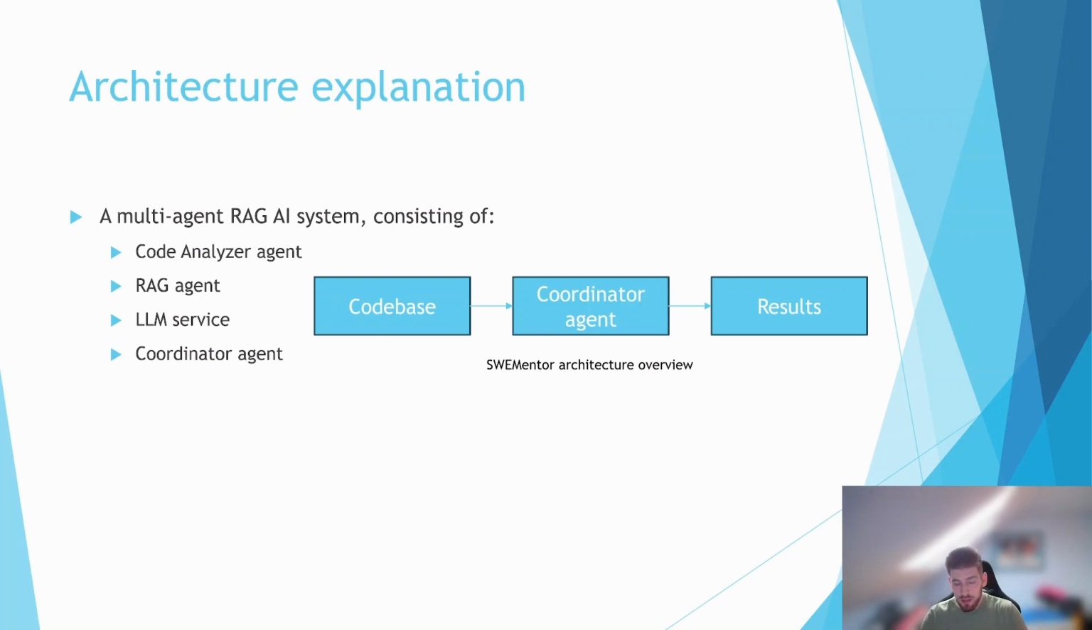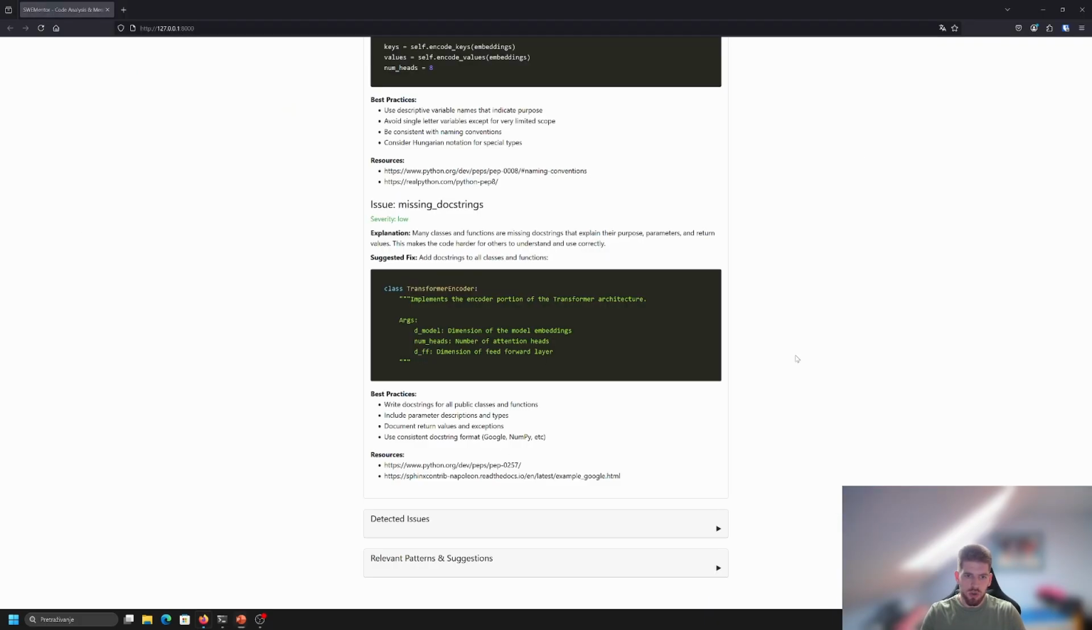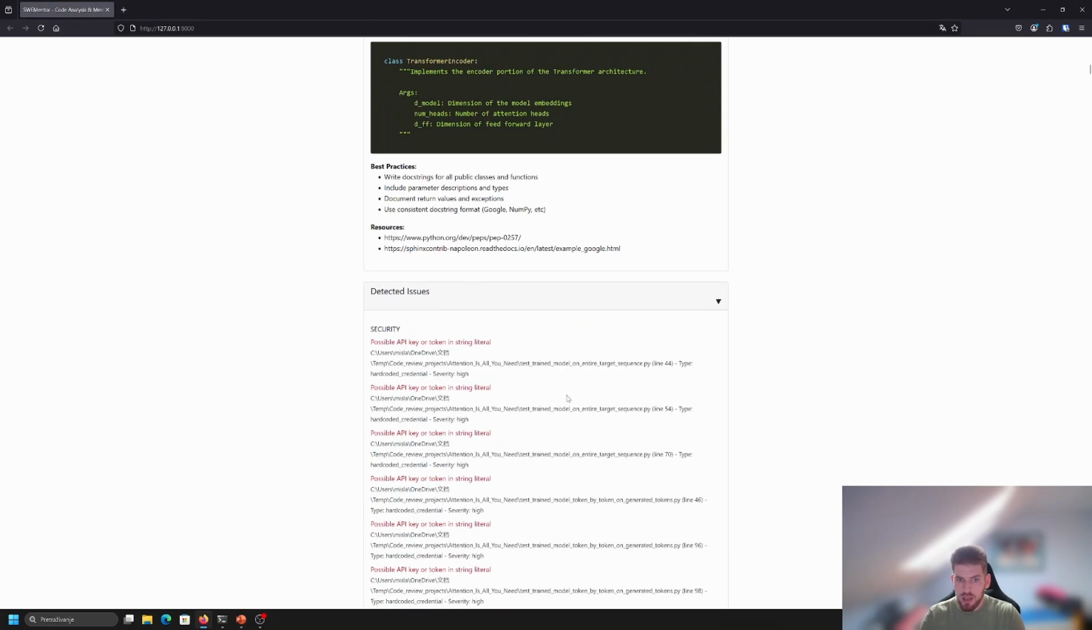And if we have a deeper look at the coordinator agent, we will see that it coordinates the data flow between multiple different agents. So first, the coordinator agent calls the code analyzer agent. And this is the output that we have seen in the demo. And let me just go back to the demo that we have seen here under detected issues.